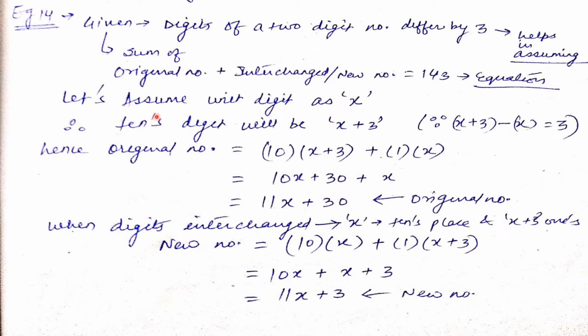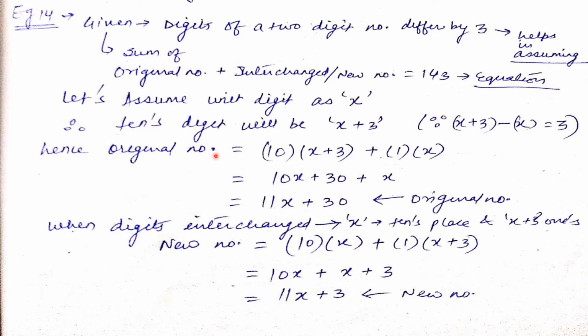If the unit digit is x, then as per the first statement, which says the digits of a two-digit number differ by 3, we may say that the tens digit will be x plus 3. If you don't trust me on why I got x plus 3, you can simply check the difference: x plus 3 minus x. If you solve, x and x will cancel and the answer will be 3, which was told in statement 1. So this assumption is correct.